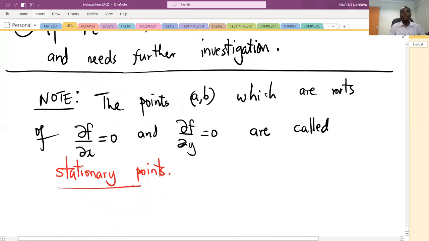So the next session will give an example on how to find stationary points, or how to find maximum and minimum values of a function using the steps we have listed in this class. So thank you.